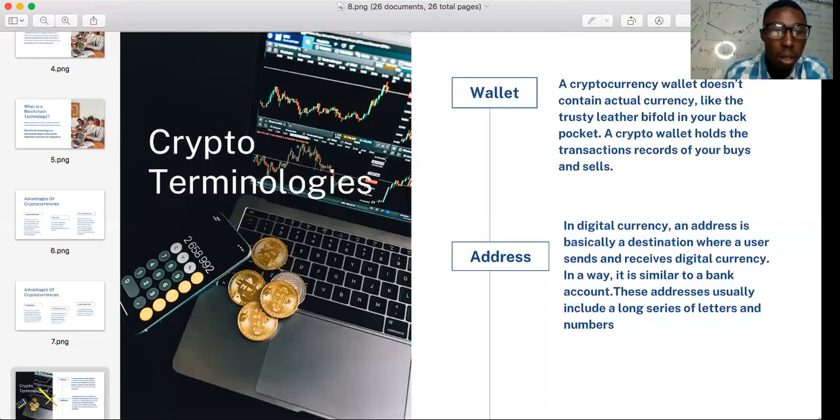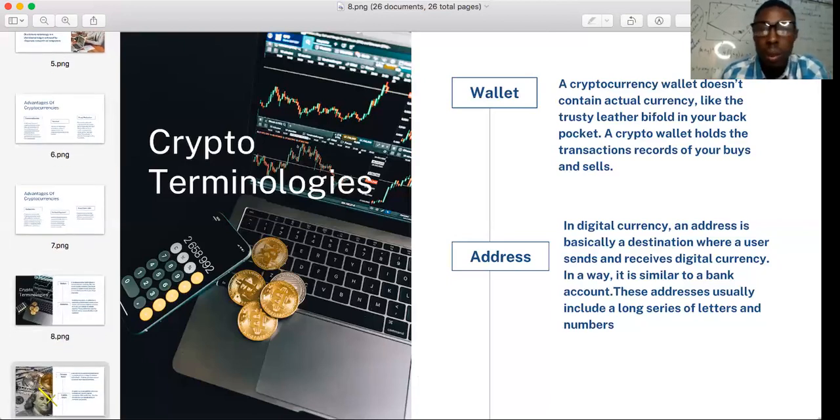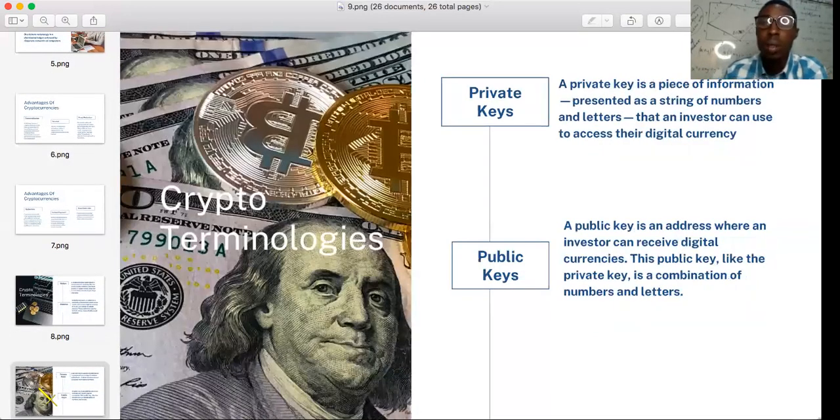The next terminology we're going to look at now is the private key. A private key is a piece of information presented as a string of numbers and letters. One way to secure your wallet is with your private key. Your private key, as the name implies, is private. You should not share it with anyone. If you share your private key with anyone, that is the only way someone can get access into your cryptocurrency wallet and account and probably get you hacked and involved with some malicious or fraudulent activities. So these are private keys. They are usually very secure.